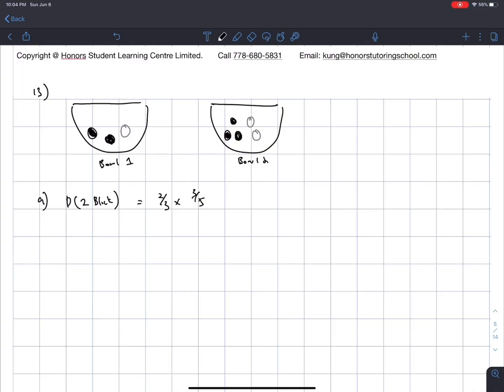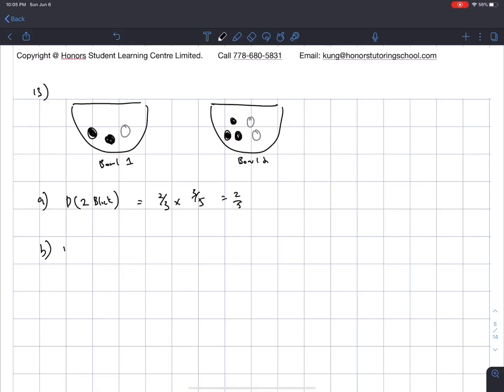So let's see if they want us to emphasize that as well. Let me double check. Section 7.7, question 13. No, so they just want that. Okay, never mind. So for 2 black, we just multiply them and then we get 2 out of 5.